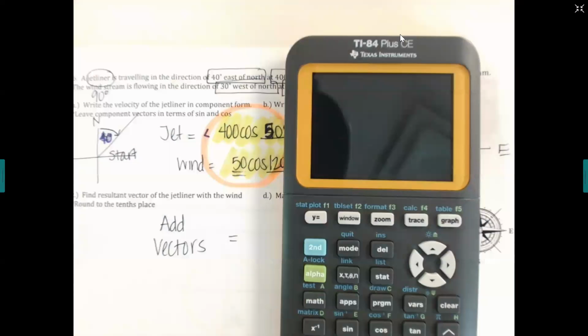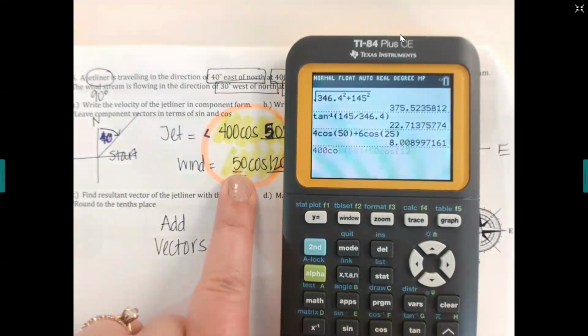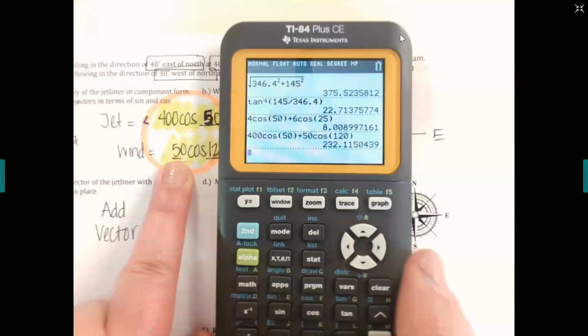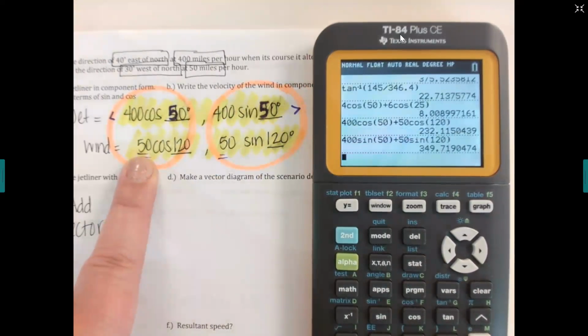Ready? 400 cosine 50 plus, and then my bottom one was 50 cosine 120. There's my x. Then I'm going to type in my y's. So I want 400 sine of 50 plus 50 sine 120. There's my y. So I'm going to write that down.